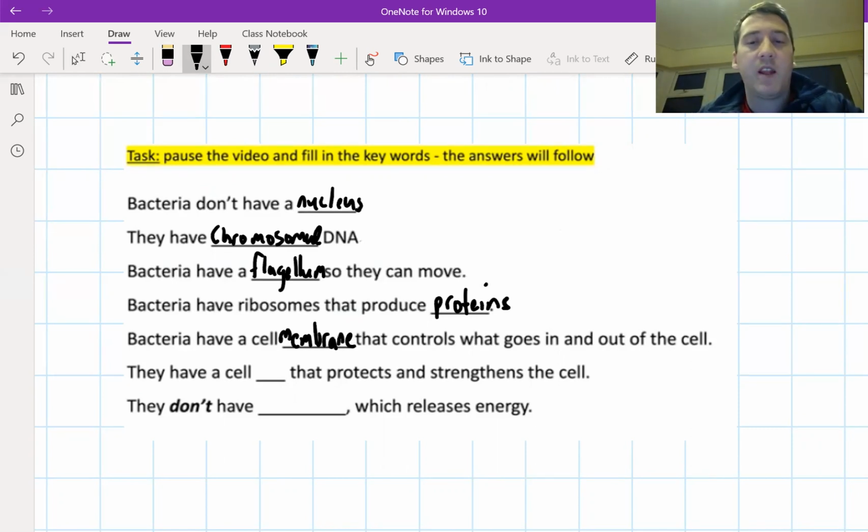They have a cell something that protects and strengthens the cell. Well, that's the other one. They have a cell wall.